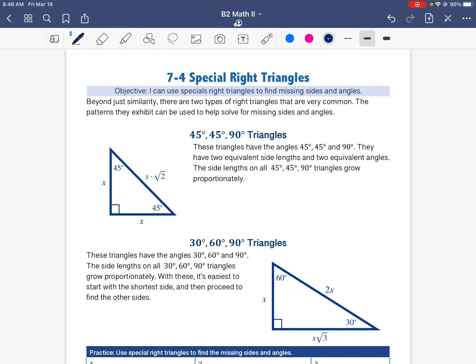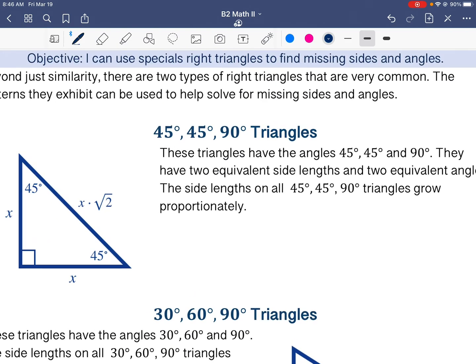All right, this is 7-4, special right triangles. So far we've had all sorts of different triangles going on. We learned about similar triangles last time. Special right triangles are a particular kind, there's two of them, of right triangles, which means they have a 90-degree angle. They essentially have special angles within them, and because they occur so commonly, we have figured out patterns that happen in these triangles.